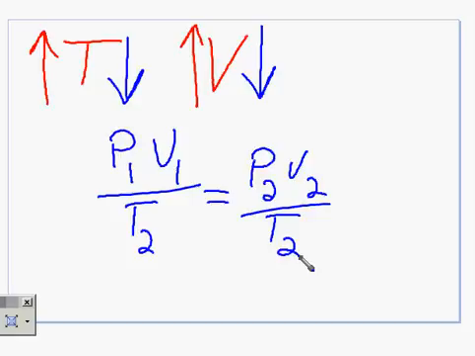Now, is pressure mentioned at all in this equation right here? No, so you're making the assumption that what? That the pressure has not changed. So if the pressure hasn't changed, can we eliminate that factor? Yes. So what do we end up with for Charles' law? V1 over T1 equals V2 over T2. Okay?